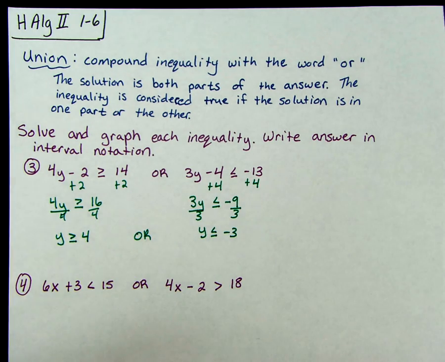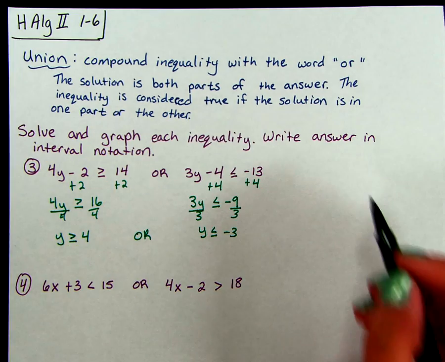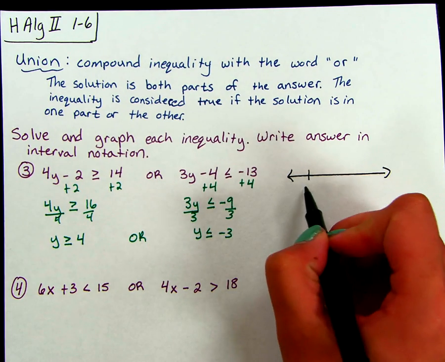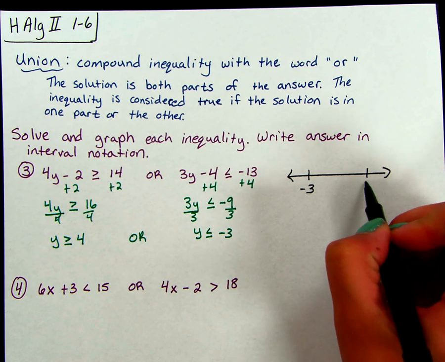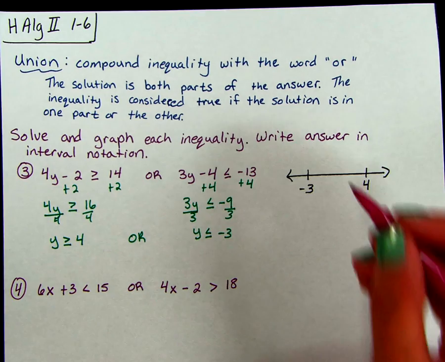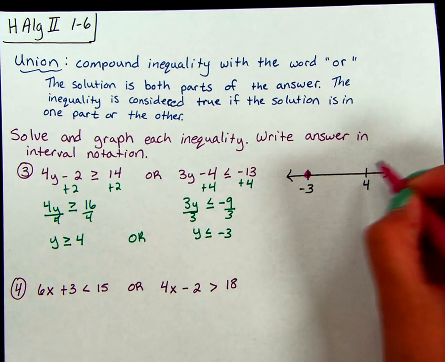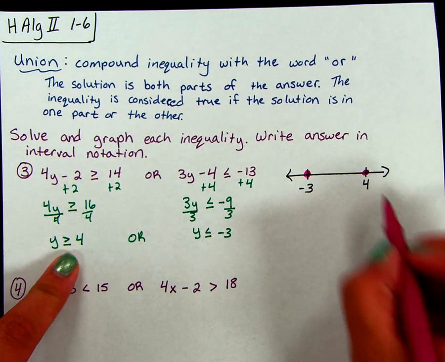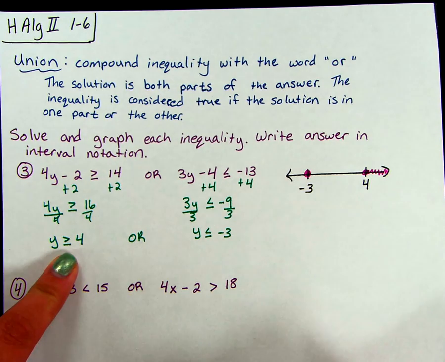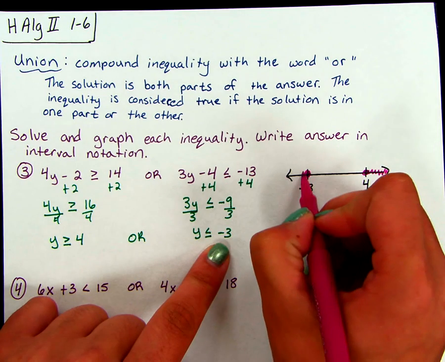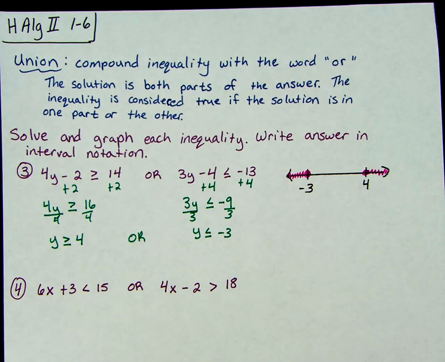So now we're going to do our number line, so our graph. Okay, so we would have -3 on this side, 4 is going to be on this side. Now these are both equal to, so that means that we're going to have closed circles. So closed circle, and then this time we have to shade to the right of 4, so that's going to be this way, and then to the left of -3, so that's this way. So this time our shading is going away from each other.